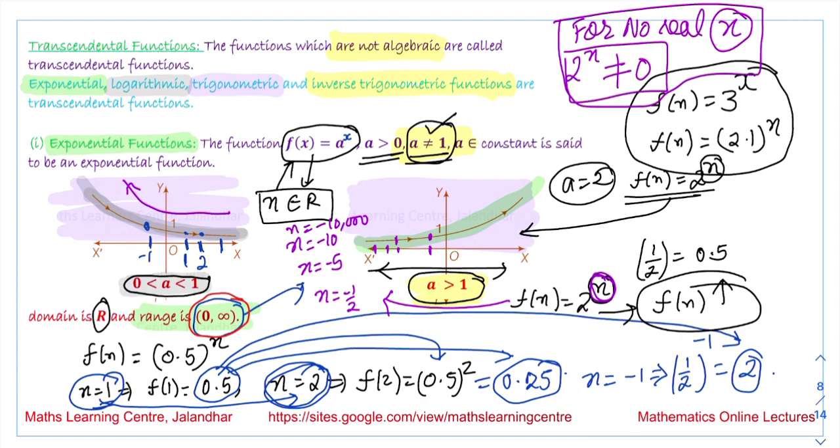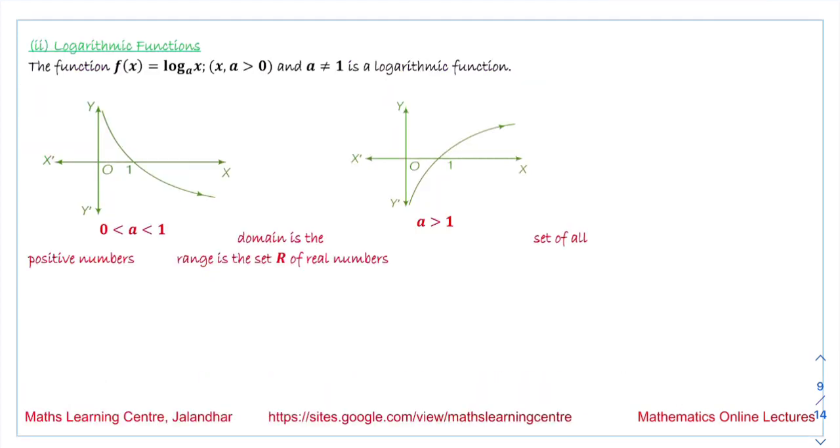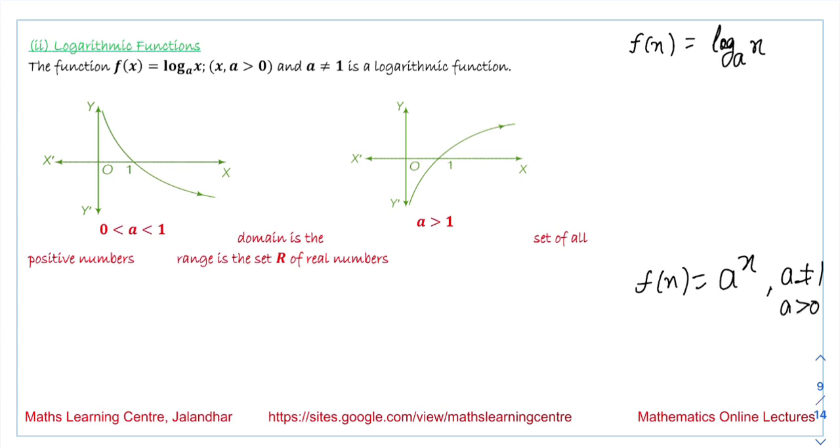Next we have the logarithmic function. So these are f(x) is equal to log_a x. For the previous function it was f(x) is equal to a raised to the power x, where a is not equal to 1 and we are saying a is greater than 0. Now the logarithmic function has the definition f(x) is equal to log to the base a of x.